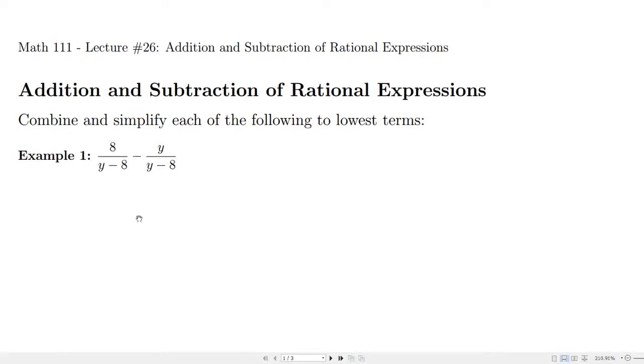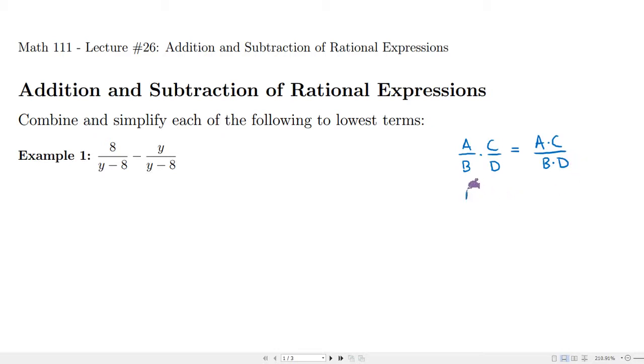In this lecture we're going to talk about addition and subtraction of rational expressions. In the previous lecture we talked about multiplication and division, which is actually a little bit simpler because when you're multiplying fractions, say a over b times c over d, all you have to do is multiply the numerators and denominators.